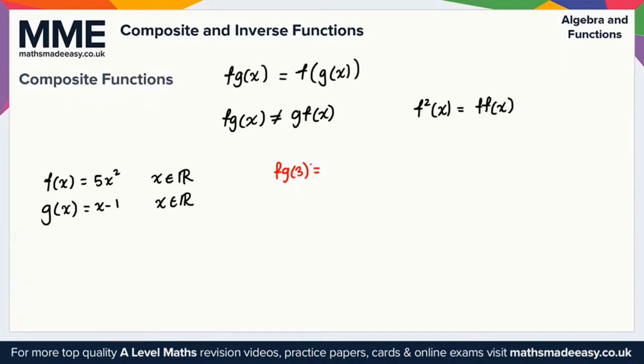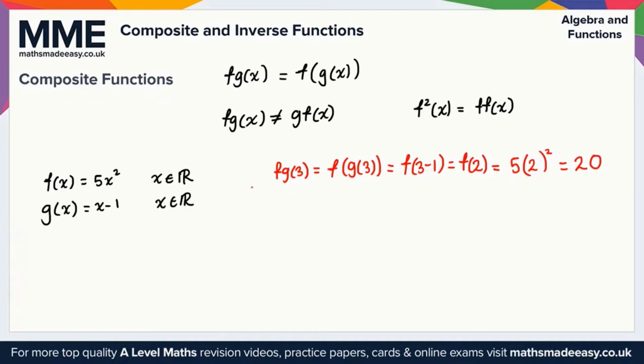So how would we do this? For a composite function like this, remember, we start with g first. So this is g of 3. So if we calculate g of 3, that's 3 minus 1. So this becomes f of g of 3, which is equal to f of 3 minus 1. So this is equal to f of 2, and in that case that becomes 5 lots of 2 squared there, which in that case is 5 times 4, which gives us 20.